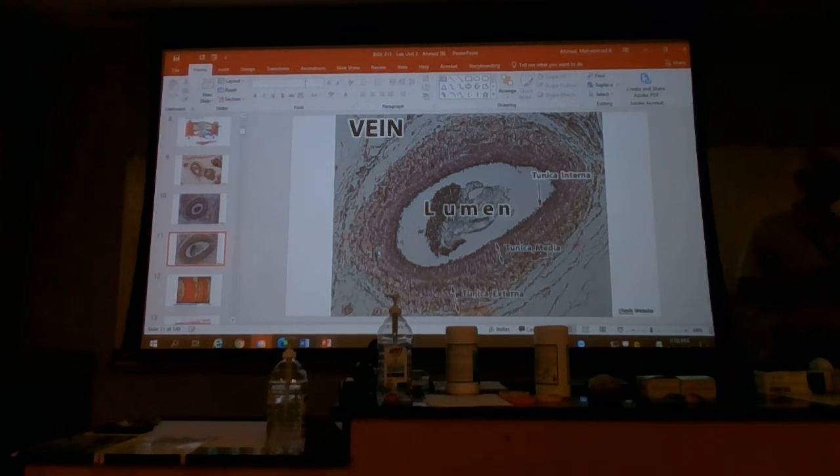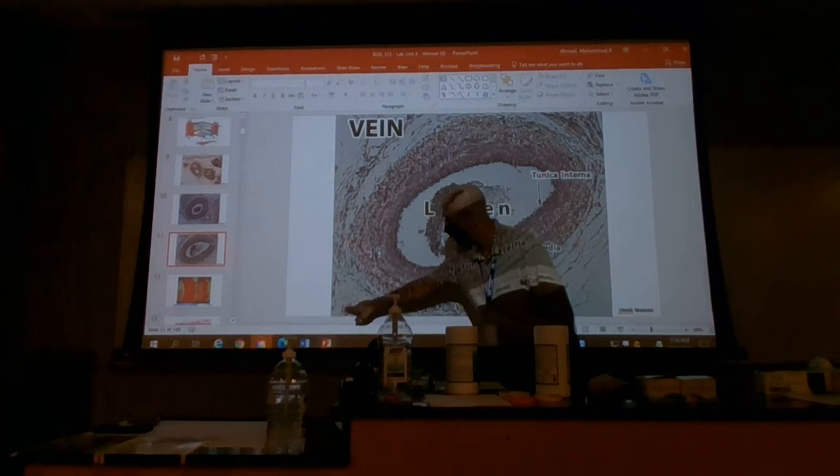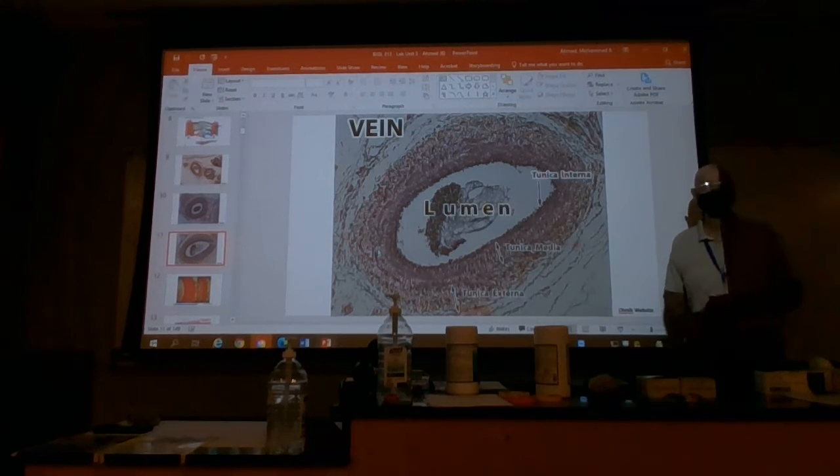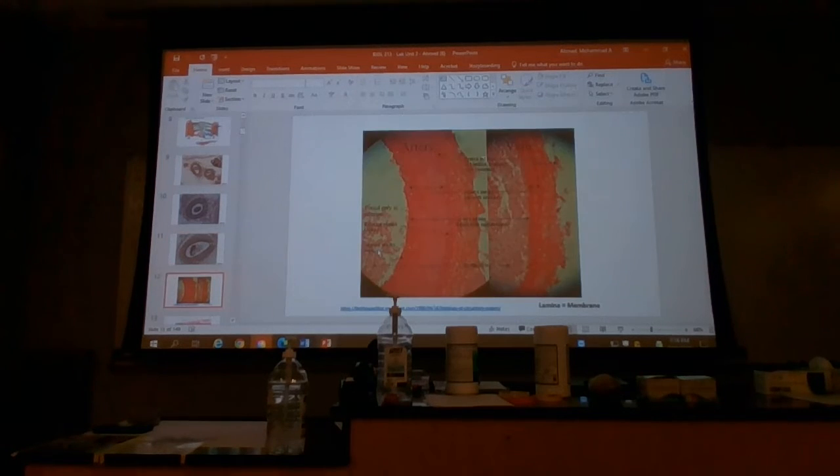That's the tunica externa. And if you see anything that's blood vessel like in this connective tissue, just around the connective tissue, you would call them the vasa vasorum.